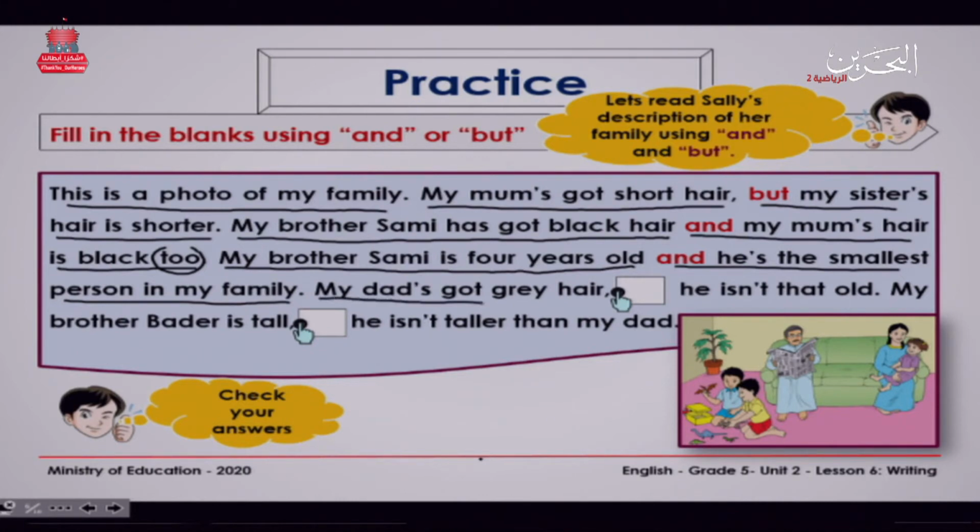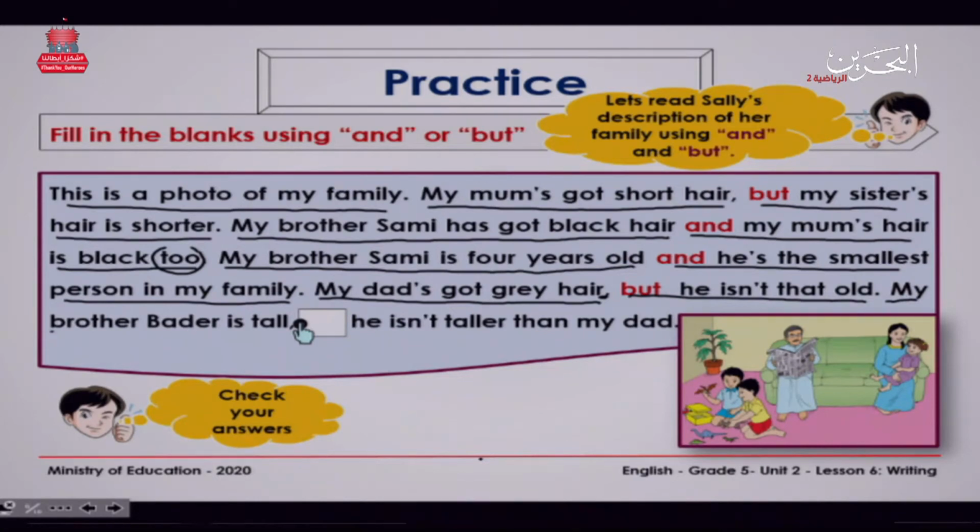My dad's got gray hair. Look here, you have a comma. What did you write? But, very good. Remember, you have to write a comma before but. But he isn't that old.